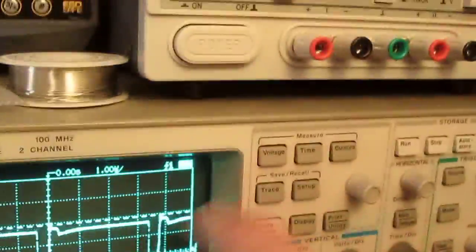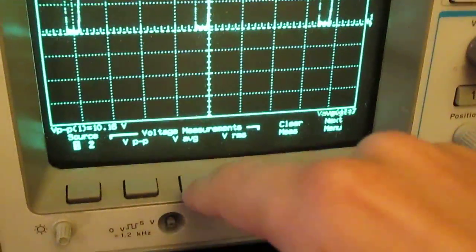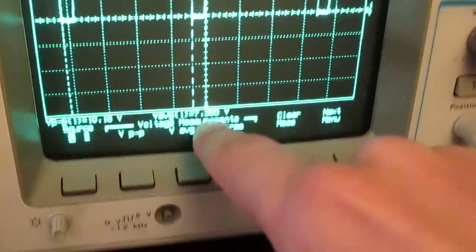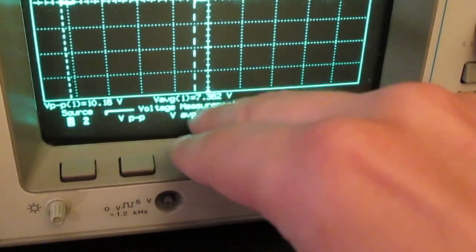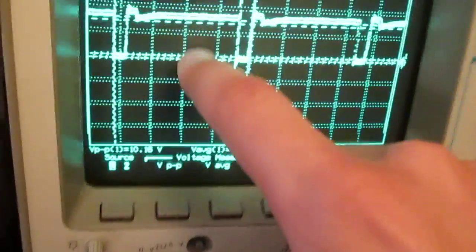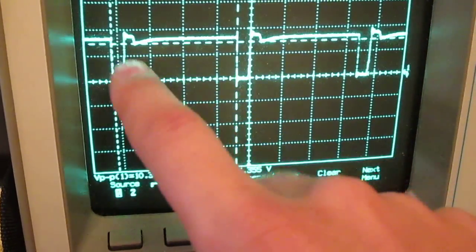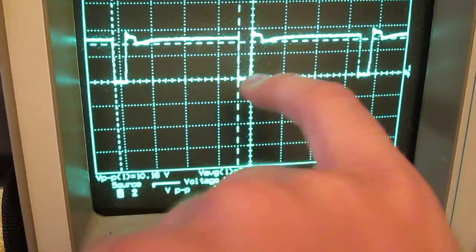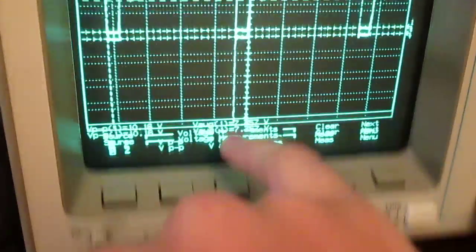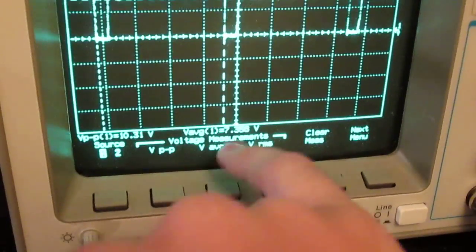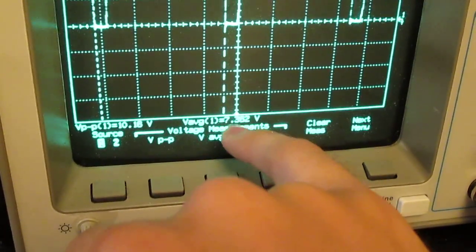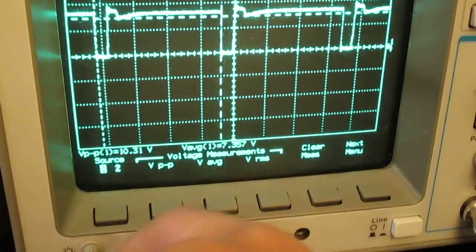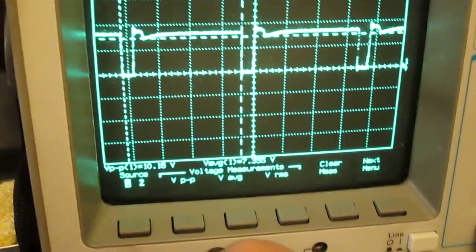Now let's go back to measuring voltage. We can do V average. So that would be 7.358. That's another more realistic one. That's taking the average across this signal, and it's also including the downtime as well. Okay. So this is after the duty cycle has been taken into consideration, 7.355.